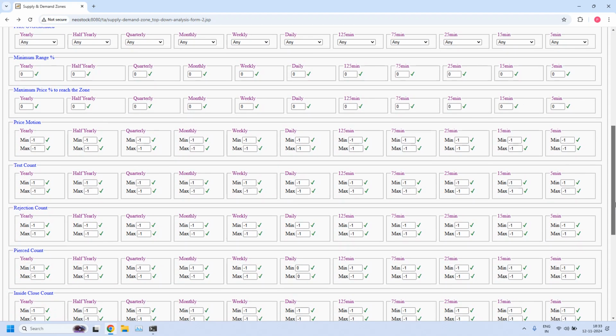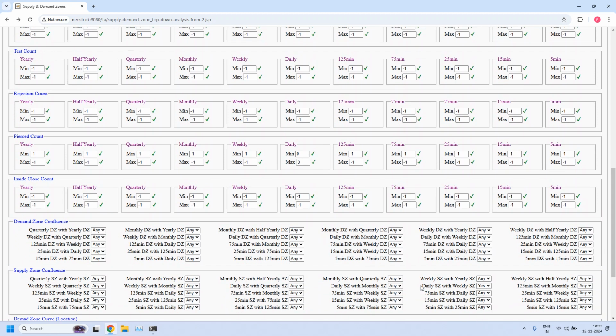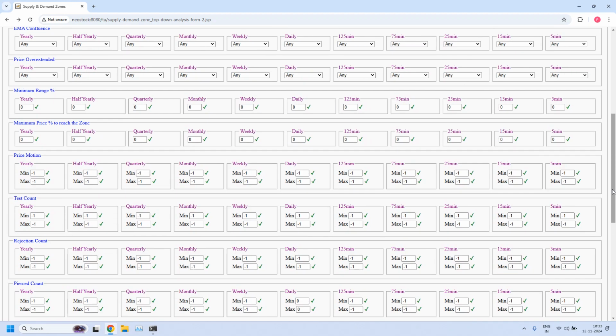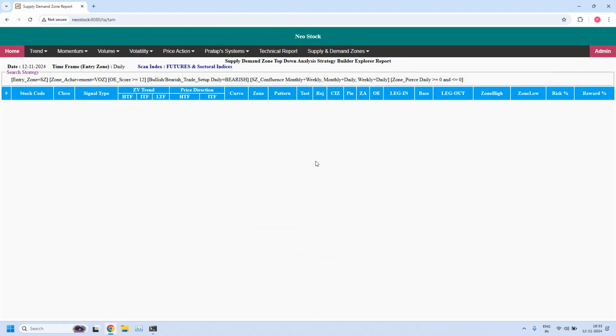In the supply zone confluence, we have to set three filters. Already one filter is enabled, that is daily with weekly, and then daily supply zone with monthly supply zone confluence, and weekly supply zone with monthly supply zone confluence. With all the three filters, we don't have any stocks.